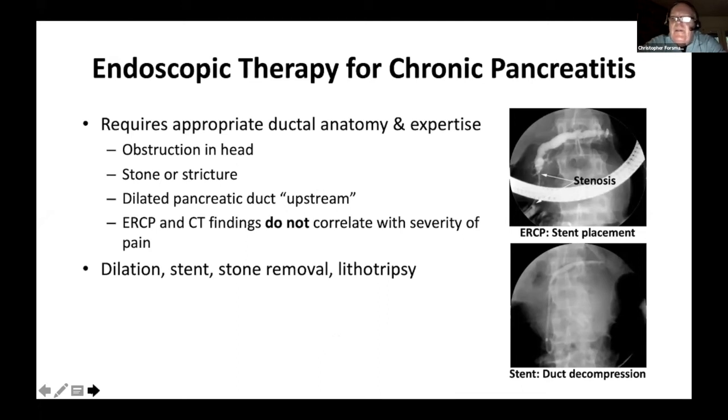I will make one point though, and that is that the patient's symptoms, that is the severity of the pain, and the CAT scan or the ERCP don't correlate. And by that I mean you'll see patients who have a large dilated pancreatic duct due to a stenosis in the head of the pancreas who have no pain. And you'll see patients who have a non-dilated pancreatic duct and no calcifications who have terrible pain. So just as a clinical pearl, what the CAT scan looks like and what the patient feels are often very different experiences.